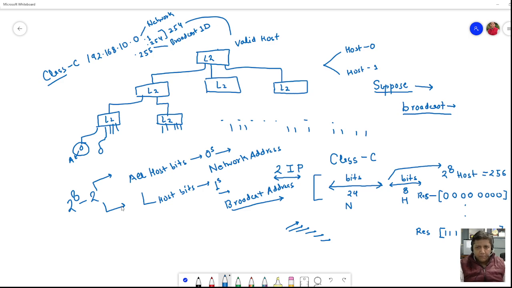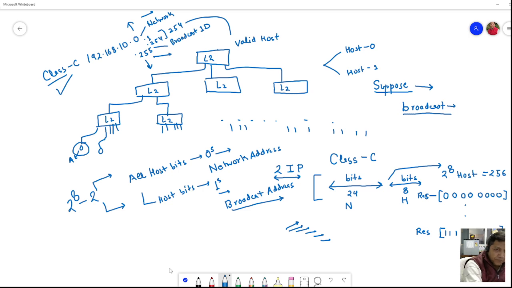Now this is one important takeaway in any IP network: you need to know what the network ID is. So how to know the network ID? Go to the host part and put all zeros in the host part, you will get the network ID. Go to the host part, put all ones in the host part, you will get the broadcast ID. In a class C network, all 8-bit 0 is the network ID, and all 8-bit 1 is the broadcast ID.